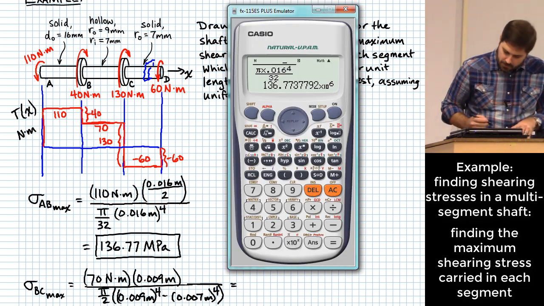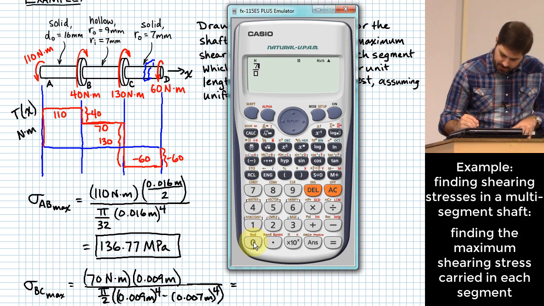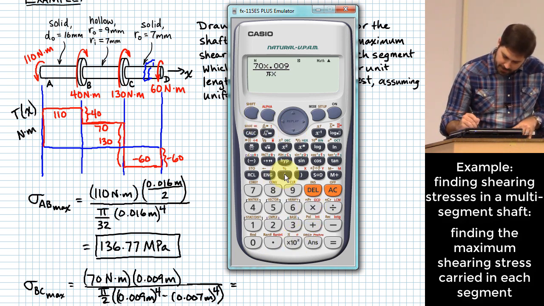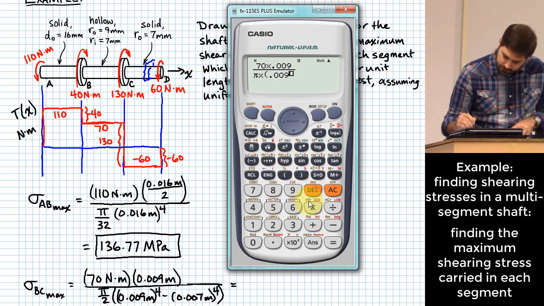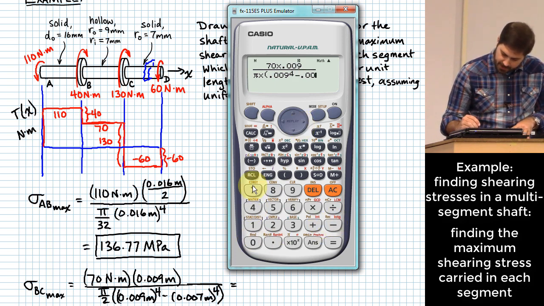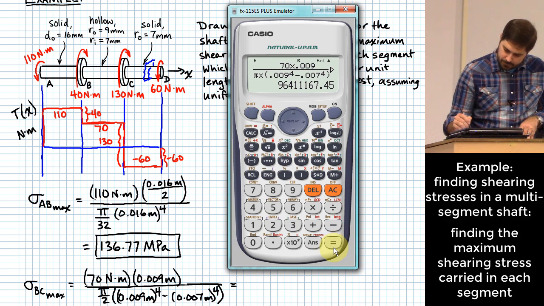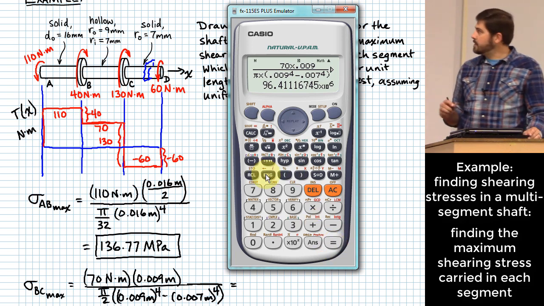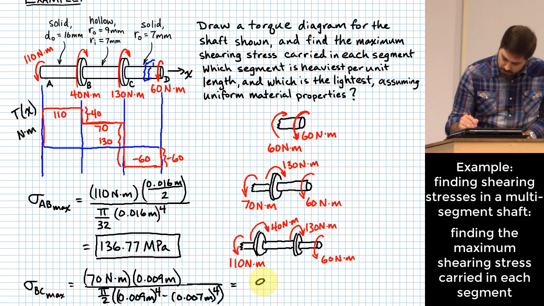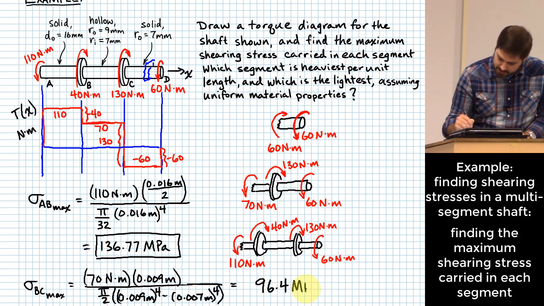Okay, so what this gives me is 70 times 0.009 divided by pi over 2 times, in here I'll do 0.009, oops, not squared, to the 4th minus 0.007 to the fourth. This gives me 96.4 megapascals.